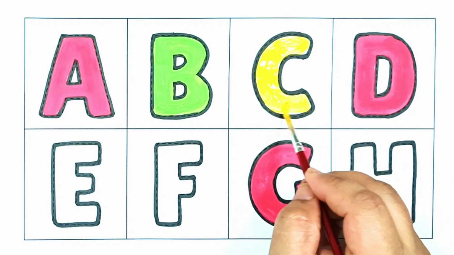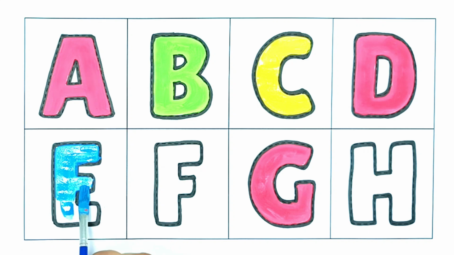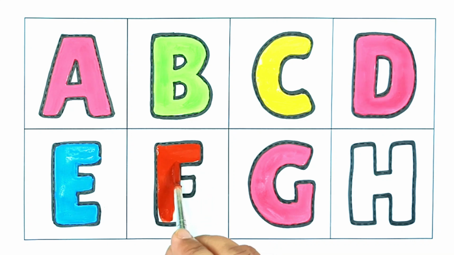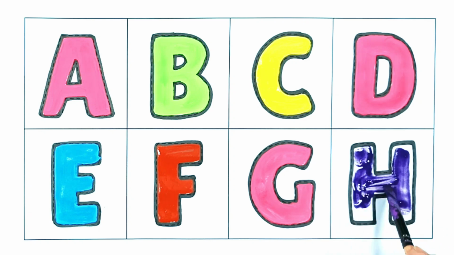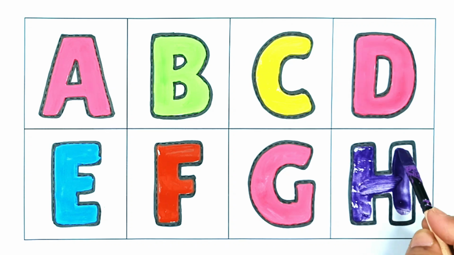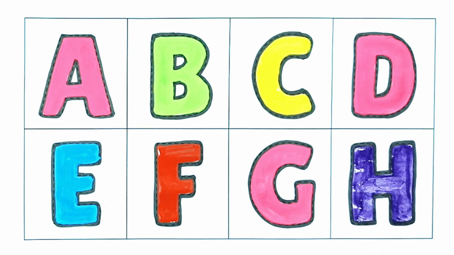C for cat, C for cat. E for egg, E for egg. F for frog, F for frog. H for hat, H for hat.